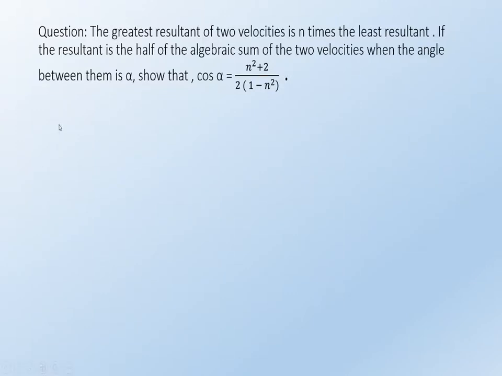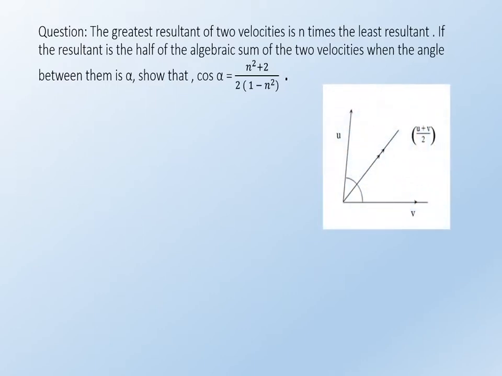First, now I discuss a question and solve it. Here, the greatest resultant of two velocities is n times the least resultant. If the resultant is half of the algebraic sum of the two velocities when the angle between them is alpha, then show that cos alpha equals (n square plus 2) by 2 into (1 minus n square). At first, we draw a figure.